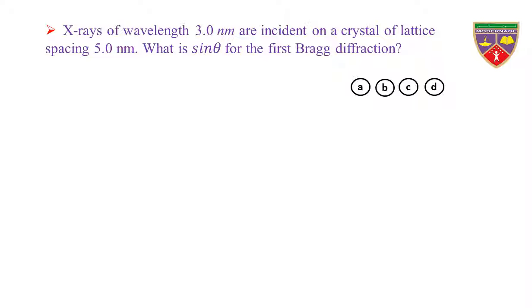X-rays of wavelength 3.0 nanometer are incident on a crystal of plane spacing 5.0 nanometer. What is sin θ for the first Bragg diffraction? Option A, 3.0; option B, 0.3; option C, 5.0; option D, 0.5. The key is 0.3. Therefore, the correct option is B.